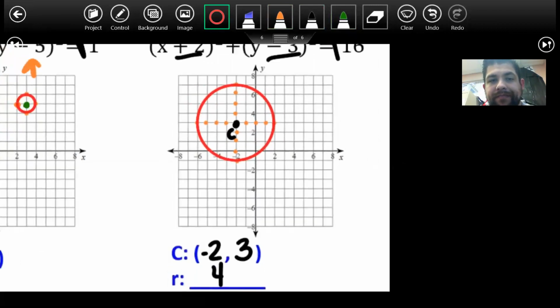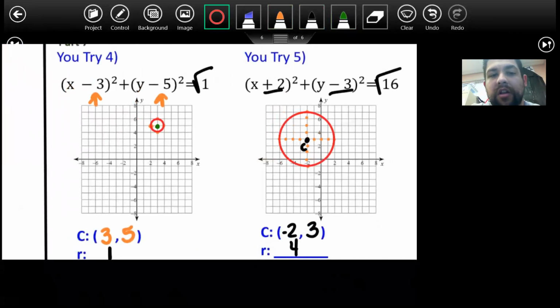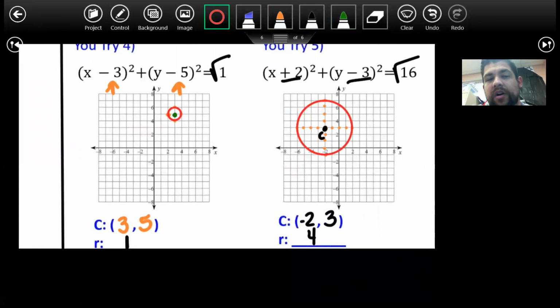And there we go. So these are what the circles are going to look like if we pull them from the equation and we graph it. These are the simplest ones we can do. We don't need to make a chart. We don't need to make a table in order to plug these values in.